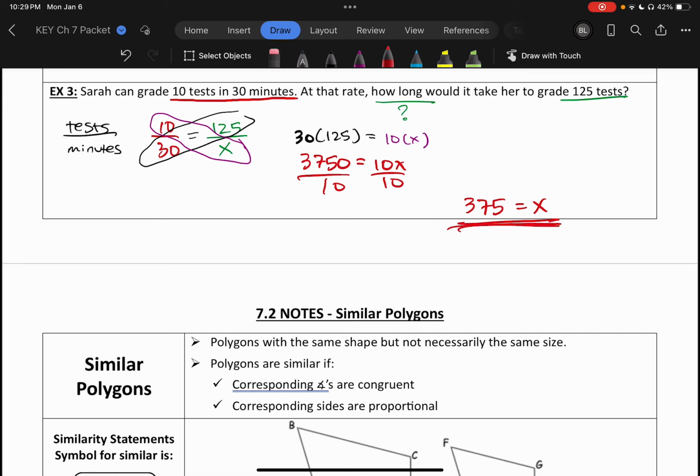But again, reread the question. What does that 375 represent? That represents our x value, the number on the bottom, which represents the minutes. So to grade 125 tests, how long would it take her? It will take her 375 minutes.